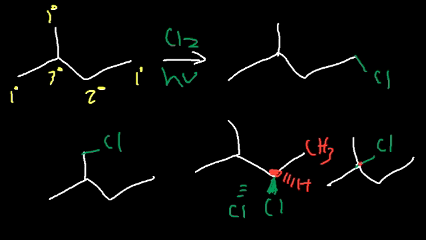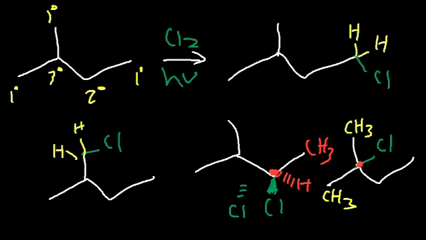Now, this carbon is not chiral because the methyl groups are identical. For a carbon to be chiral, it has to have 4 different groups. This carbon is not chiral because it has 2 hydrogens. The same is true for this one. Primary carbons are not chiral.